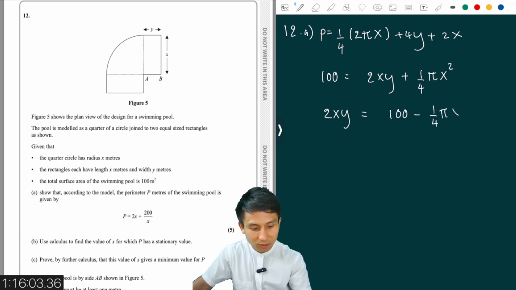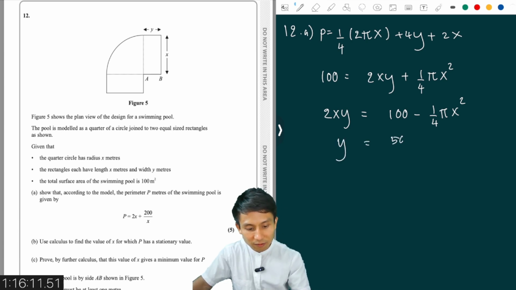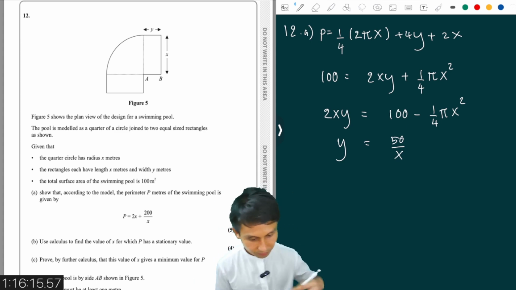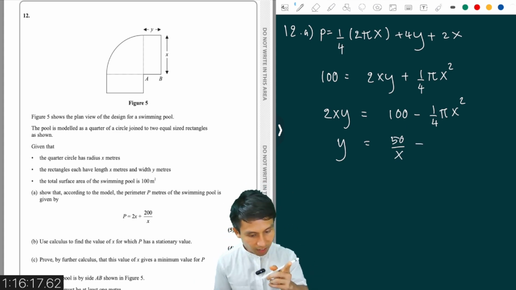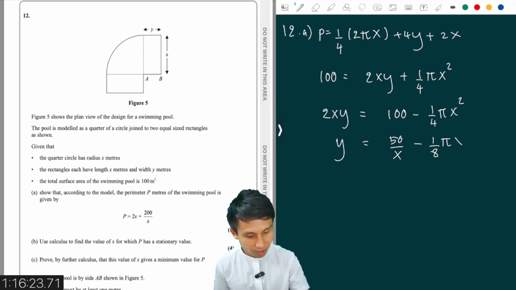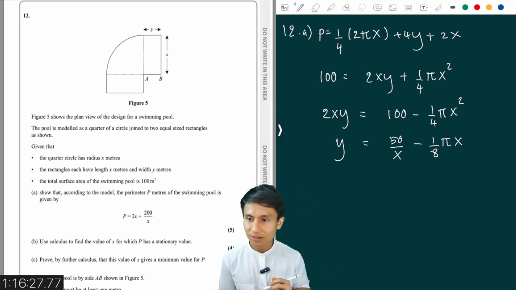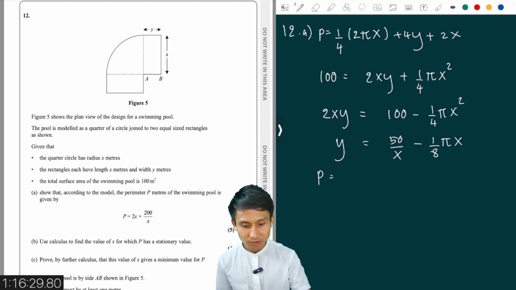Then I would have y as the subject. If you divide across by 2x, you're going to get 50 over x here. Just do the math there. If you divide 2x into that term, the fraction will become 1 over 8 pi, and then one x goes away, so you only have 1x there. That's it. We plug this into the perimeter equation.